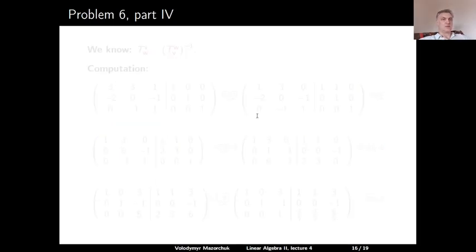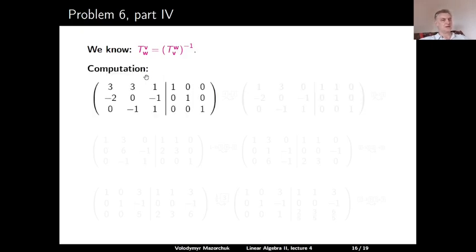So now we need to find the transformation matrix in the opposite direction from W to V, and we know that this is simply the inverse of the transformation matrix from V to W. So to find an inverse of the matrix, we write this matrix, here it is, vertical line and then the identity matrix. And now we need to reduce this to a row echelon form using Gauss elimination.